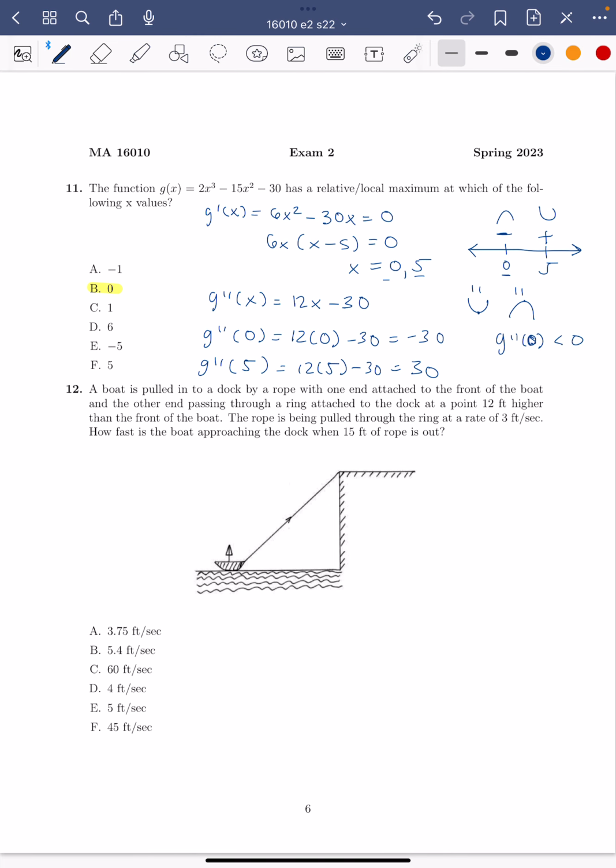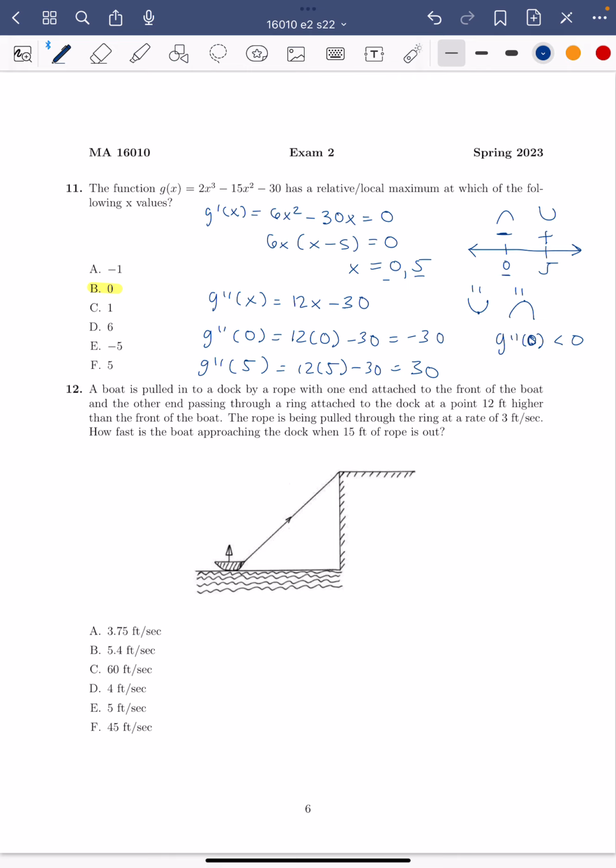A boat is pulled into a dock by a rope with one end attached to the front of the boat and the other end passing through a ring attached to the dock at a point 12 feet higher than the front of the boat. The rope is being pulled through the ring at a rate of 3 feet per second. How fast is the boat approaching the dock when 15 feet of rope is out?